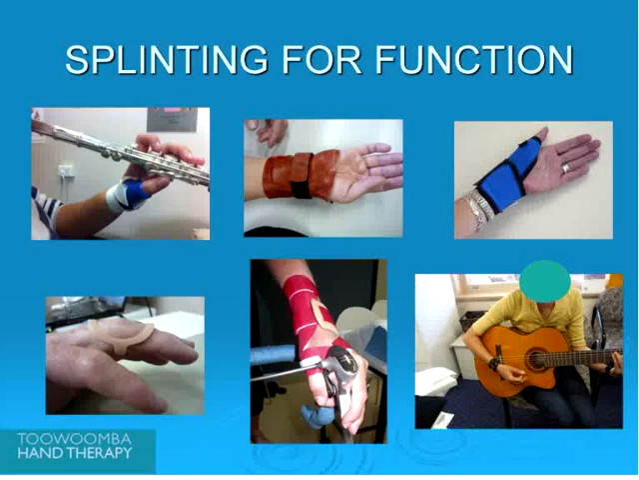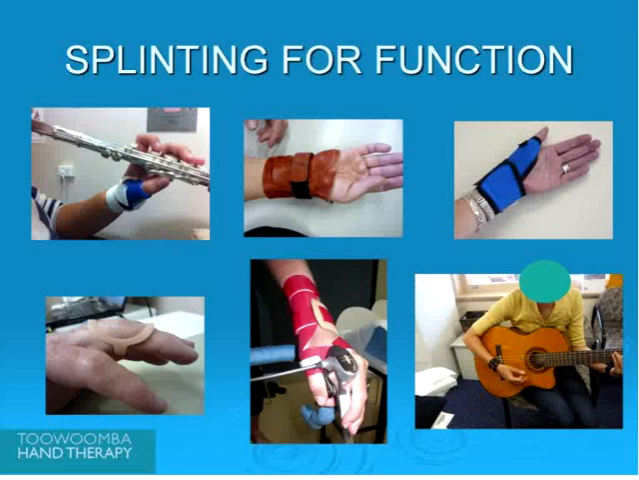Next picture is, we did make lots of splints for sports people. This is a cyclist who had a wrist injury and needed to get back to racing. So the splint provides support, but still allows her to be able to grip the brakes and be in control of the bike.